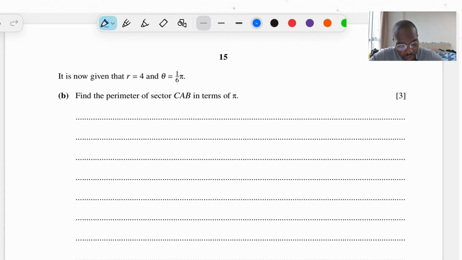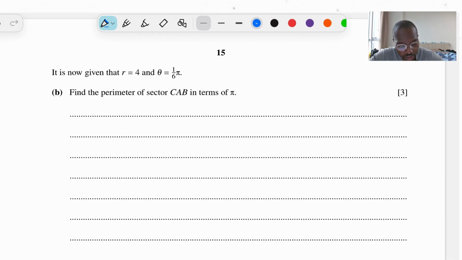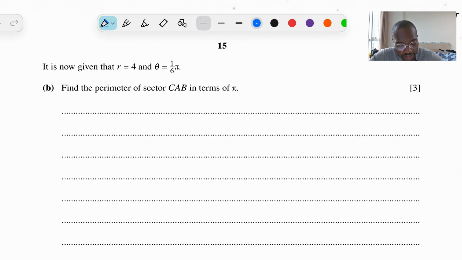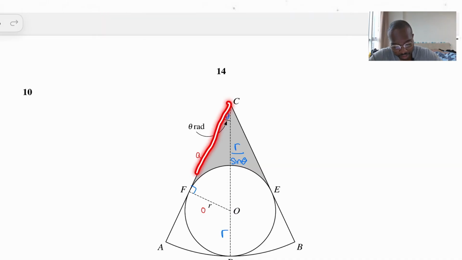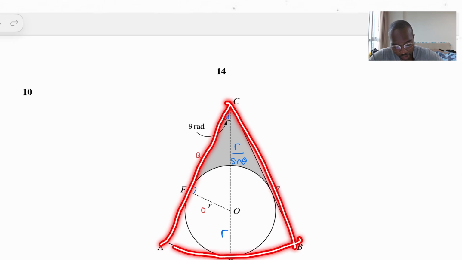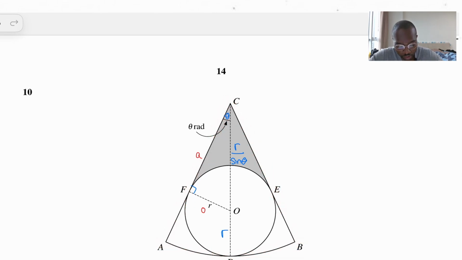So the second question, we are told that R is equal to 4 and theta is equal to pi over 6. We'd find the perimeter of CAB now in terms of pi. Okay, so for this question, we need to work out the perimeter. So the perimeter is just going to be CA plus CB, and then with the arc AB here. So how can we work that out?